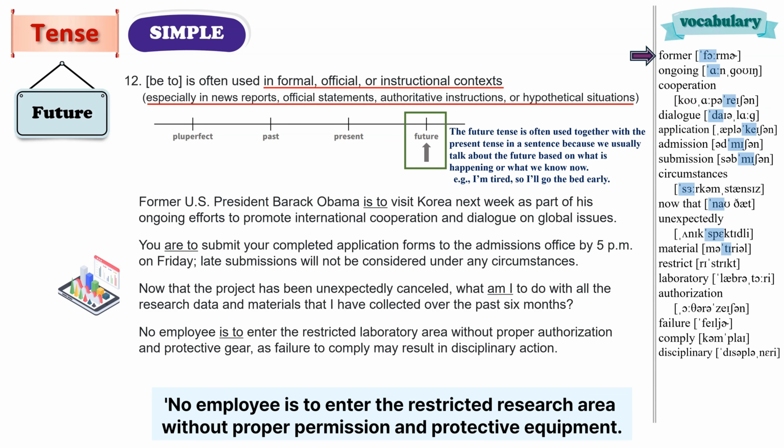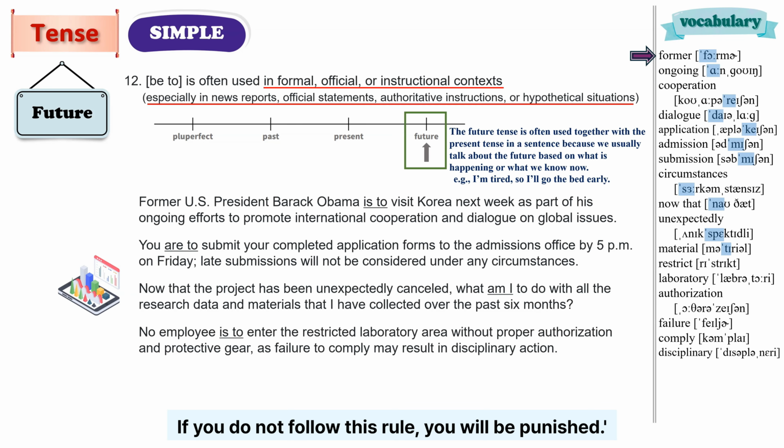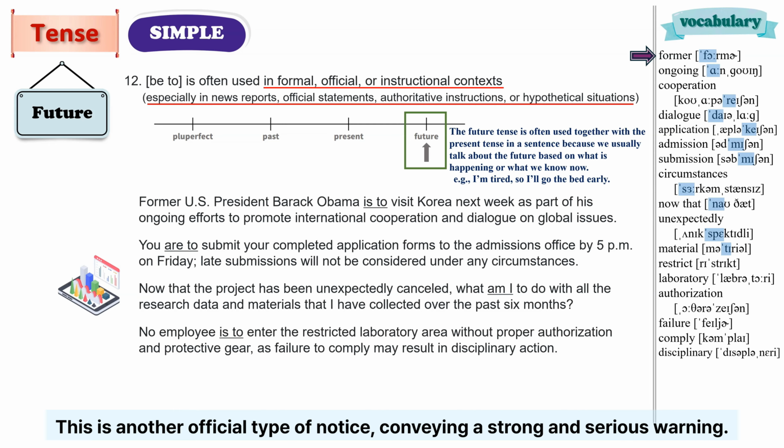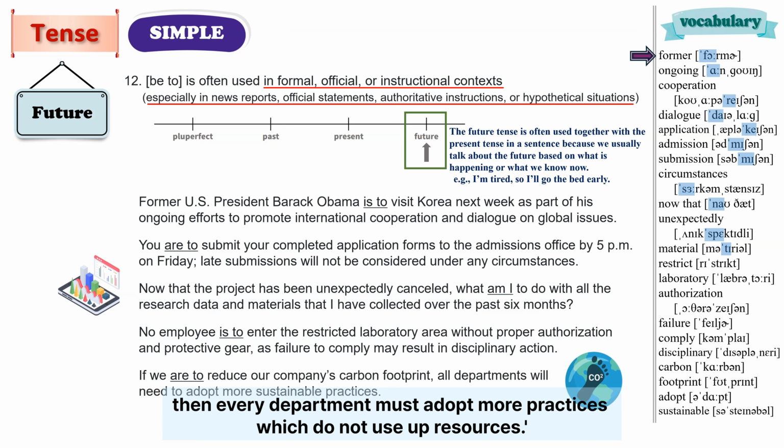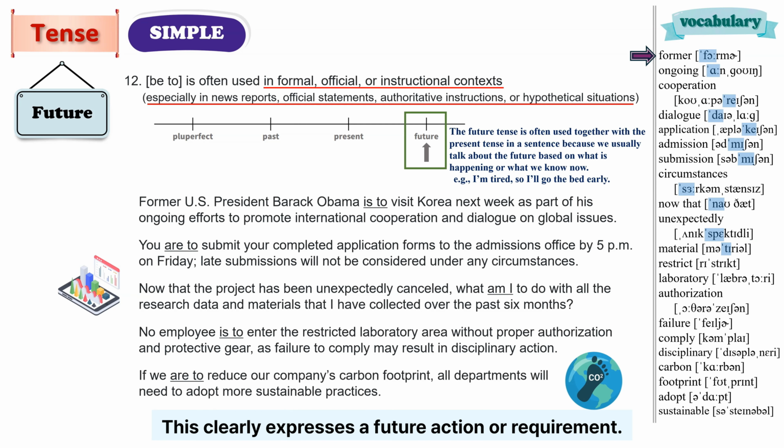No employee is to enter the restricted research area without proper permission and protective equipment. If you do not follow this rule, you will be punished. This is another official type of notice conveying a strong and serious warning. If we are to reduce our company's carbon footprint, our overall carbon emissions, then every department must adopt more practices which do not use up resources. This clearly expresses a future action or requirement.